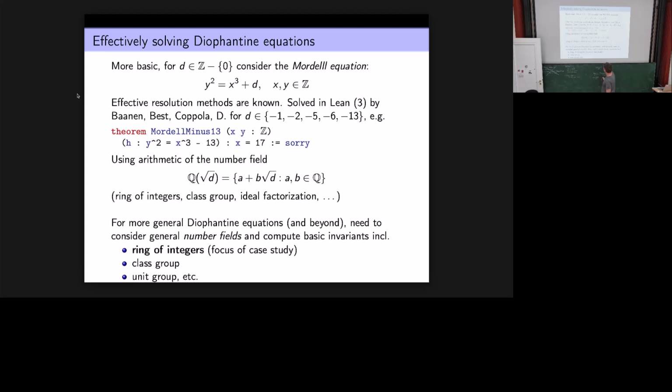So we set it up in this setting, and it actually worked, and we applied it to some explicit equations of this shape. But of course, for more general Diophantine equations, you don't want to stay in this quadratic setting, and actually, I would say that number fields, the generalization to higher degree, are necessary not just for Diophantine equations, but for almost any number theory. So we consider number fields, the higher-dimensional generalization of this, and we want to compute basic invariants, like the ring of integers.